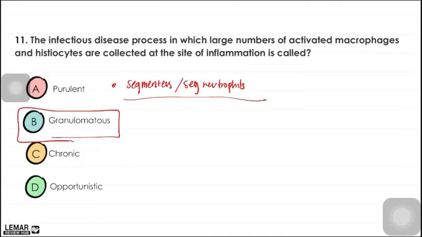Opportunistic infection is a term used to describe the evolution of an infectious disease in an immunocompromised individual by bacterial species, or other pathogenic species that do not commonly cause infection in a healthy host. So number 11, again, letter B is the correct answer, granulomatous.